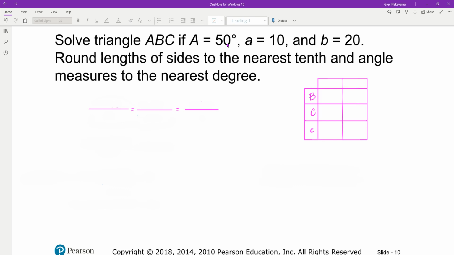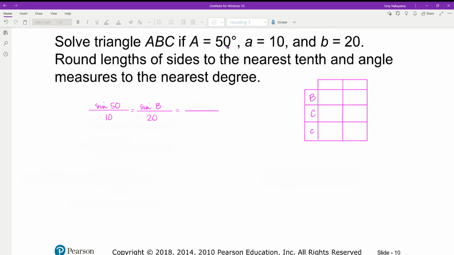Now remember, I'm going for an angle first, and because I'm going for an angle, as I told y'all earlier in the video, I'm going to flip my proportion and put the angles on top. Makes it easier to solve. So the sine of 50 over 10, because the a's go together, equals the sine of b over 20 equals the sine of c over little c.